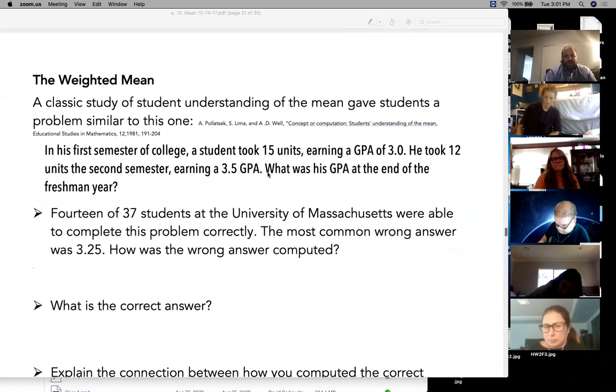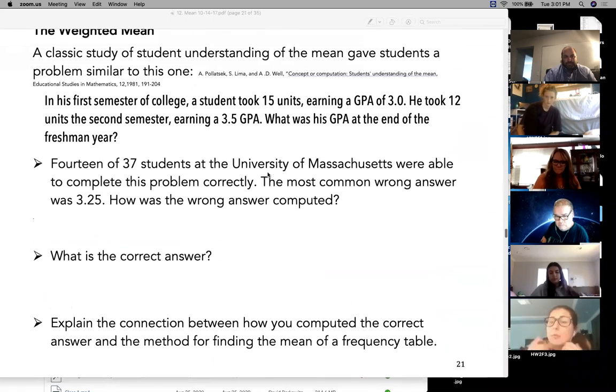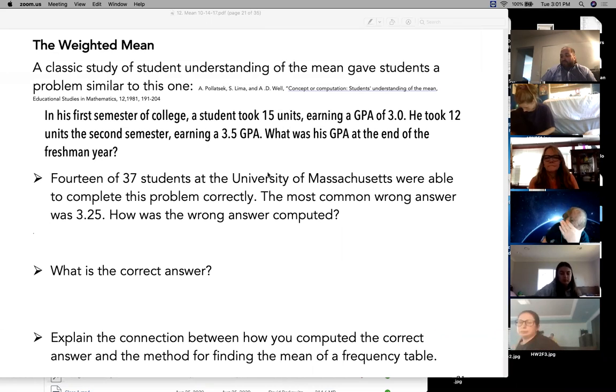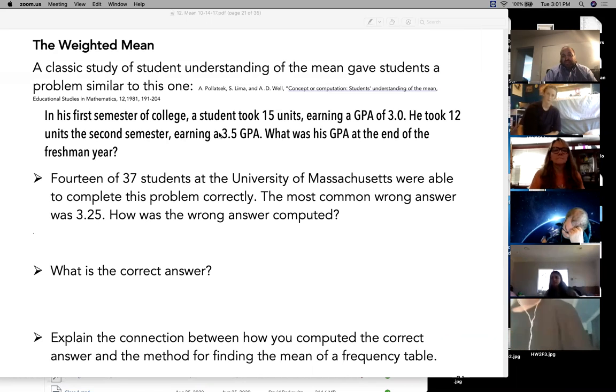Okay, so let's talk about the weighted mean. Sometimes when you're taking an average of numbers, the numbers are not equal in weight. Here's an example. In his first semester of college, a student took 15 units, earning a GPA of 3.0. He took 12 units the second semester, earning a GPA of 3.5. And the question is, what is his GPA at the end of the freshman year?